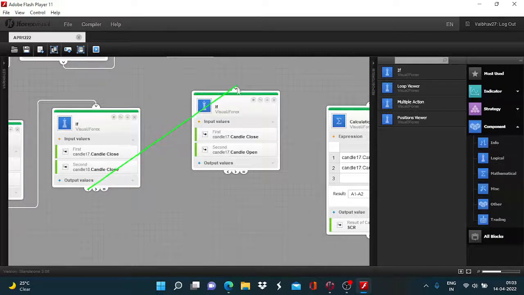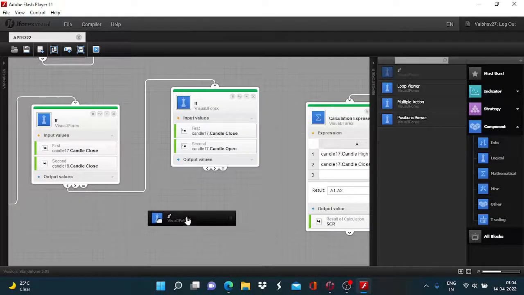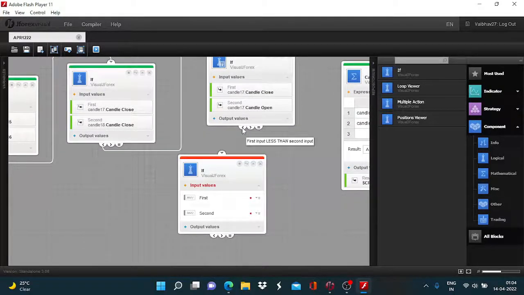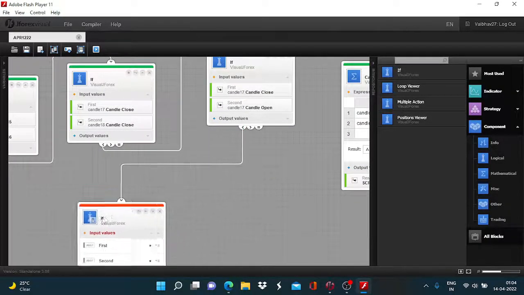First input less than second input. First input here also, first input less than second input.